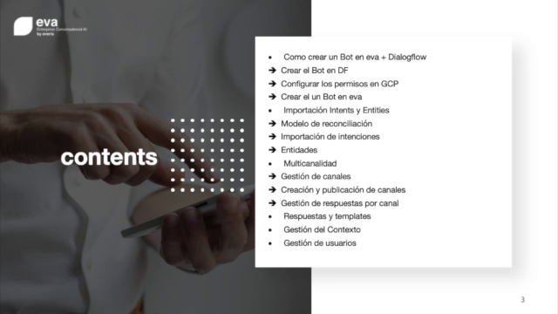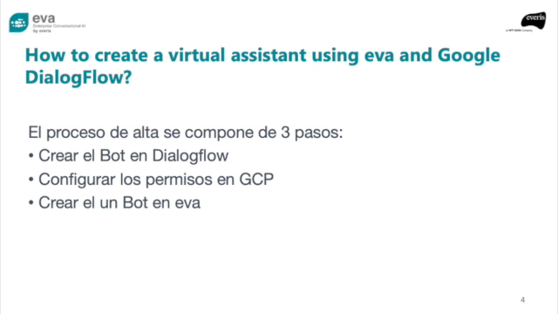Firstly, we will look at the points covered in this lesson. How to create a virtual assistant using EVA and Dialogflow? In order to create a bot in EVA using the Dialogflow NLP engine, our virtual assistant must be created and configured in different systems, Dialogflow and EVA. To do this, a virtual assistant registration process will be carried out, which consists of three main steps.